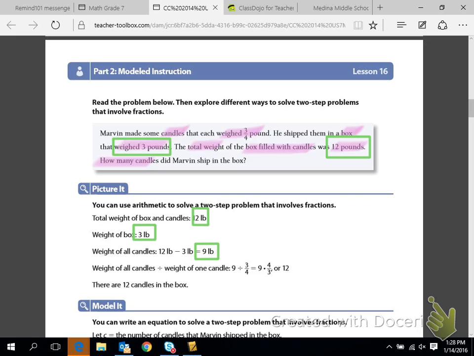So the weight of all candles divided by the weight of one candle, which we found in the problem, would be 9 divided by 3/4. And when you divide by a fraction, you are multiplying by its reciprocal, so that is really 9 times 4/3, which is 12. So we've now identified that there are 12 candles in the box.